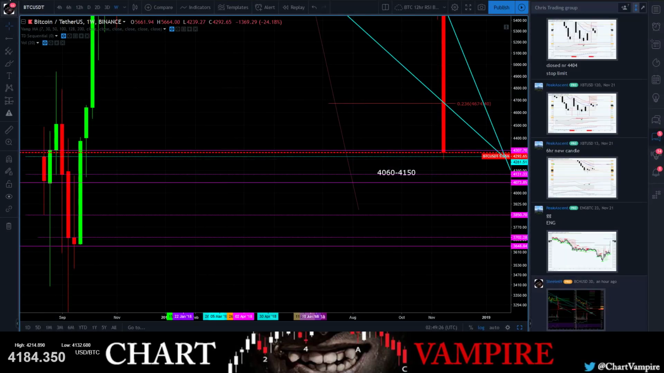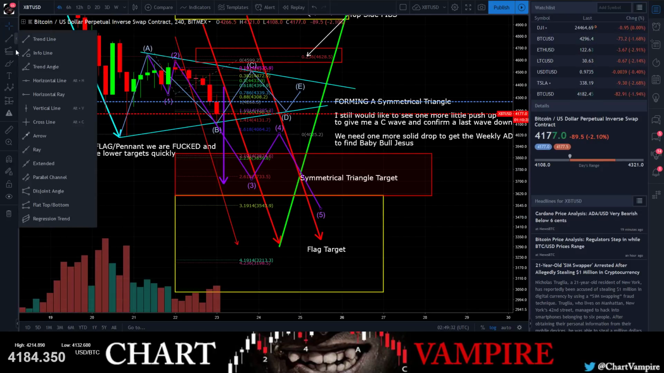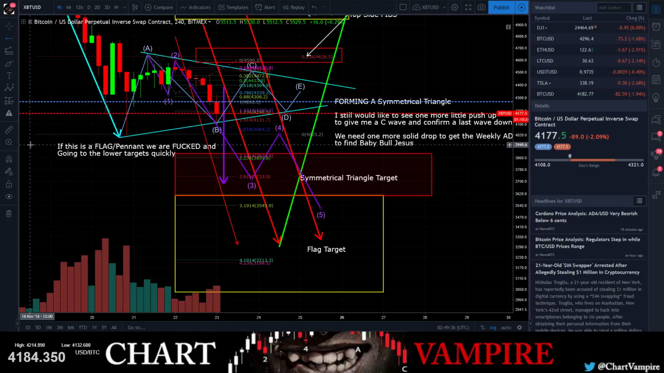Okay, so now what I want to do is go back over to this chart, and I'm going to start to identify a couple, right? So I need my USD supports, 4060 to 4150. Okay, so 4150 is a heavy support.